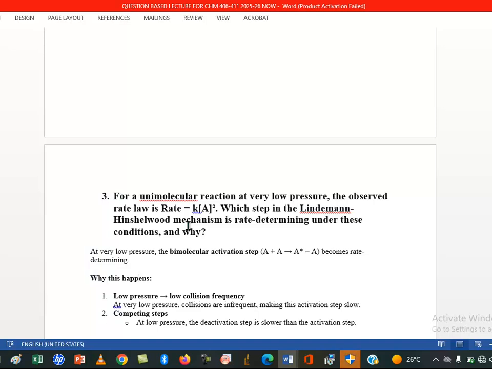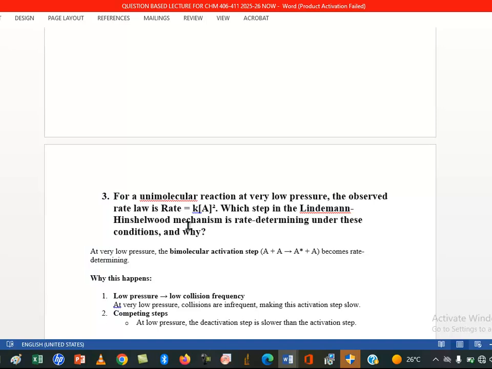This is just similar to what we have done before. We know, even from the previous question, that at very low pressure, for you to get rate equals k[A] squared, the first step, which is the bimolecular activation step, becomes the rate determining step. So when that is the rate determining step, it becomes second order. Now say why. That's the question.